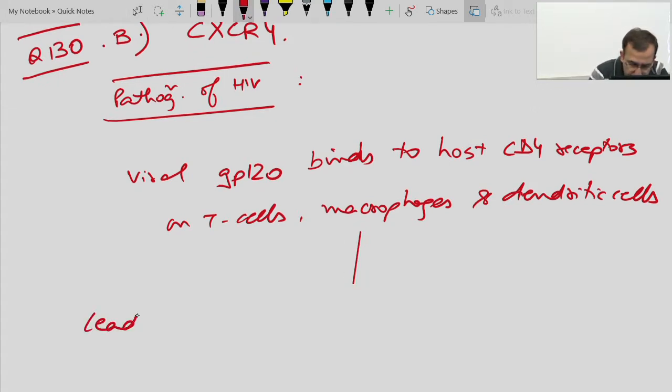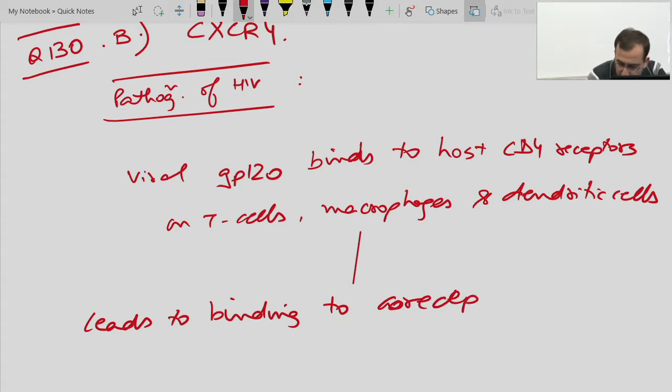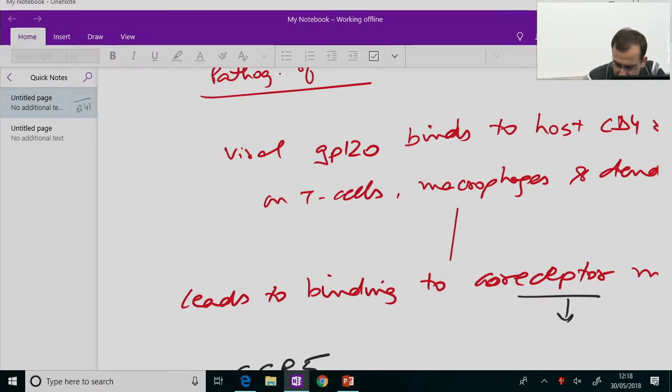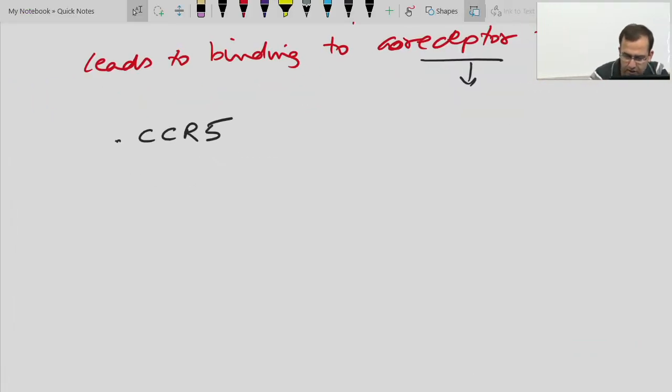This leads to binding to the co-receptor molecules. And there are two co-receptor molecules, which are CCR5 and CXCR4. CCR5 and CXCR4.